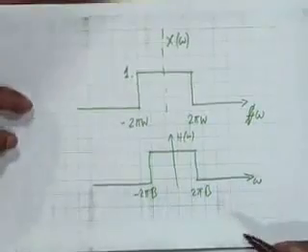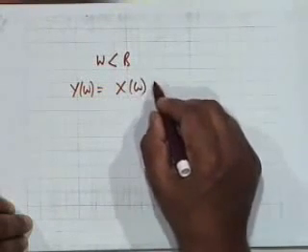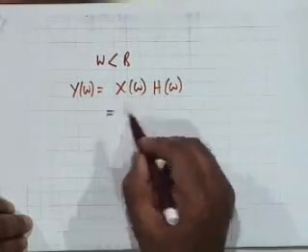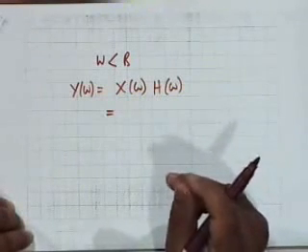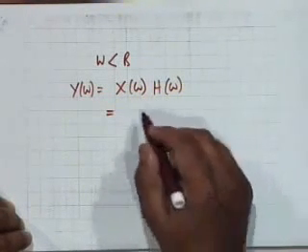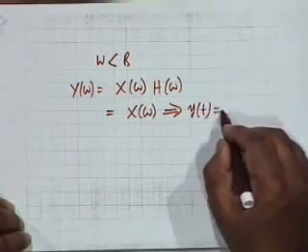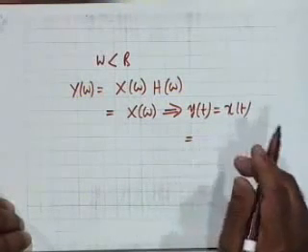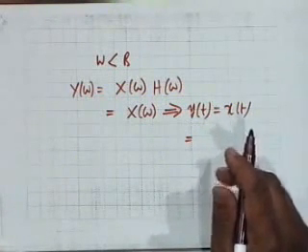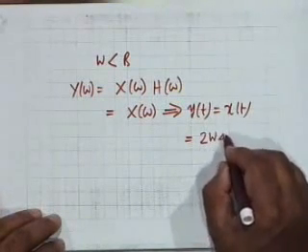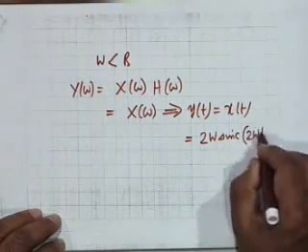Now if you multiply the two and you take the first case, that is W is less than B, then obviously Y of omega, which is equal to X of omega multiplied by H of omega, shall be simply equal to X of omega, and therefore y of t equals x of t, which is equal to what is given, that is twice W sinc of 2Wt.